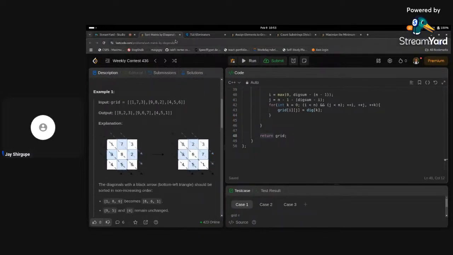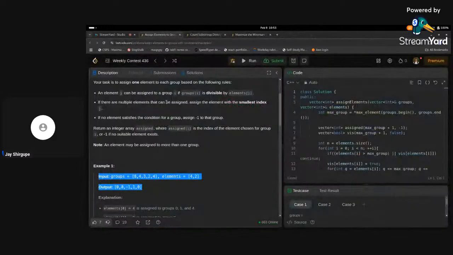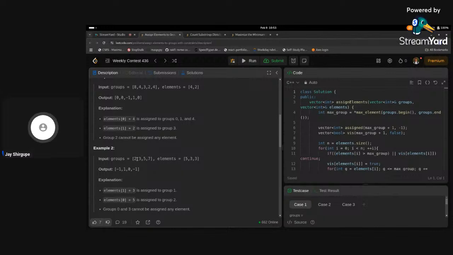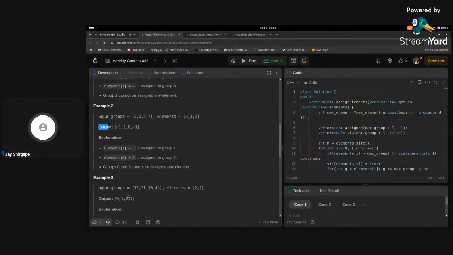Okay, so this is the old one. Yeah, 0, -1, 1, 0. Again, you can repeat the same process for these elements too, and this too. Basically, in the most brute force approach, you iterate over all the elements, fix one element, iterate over all the groups, and see if that group is assigned. If it's not assigned, then see if it can be assigned to this element. Does this element divide the group size? If it does, then you can assign it. Otherwise, continue.